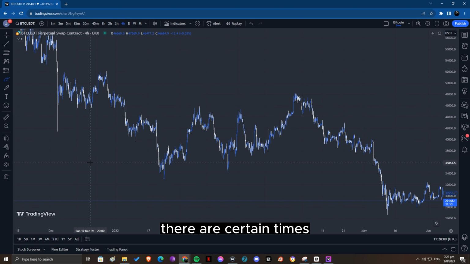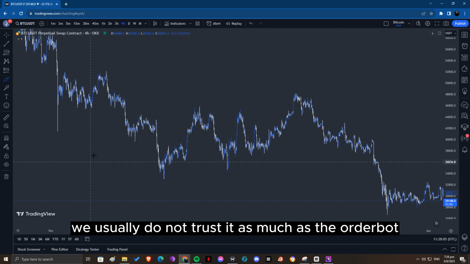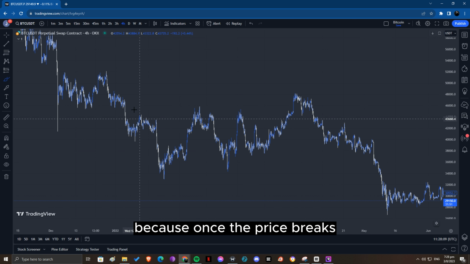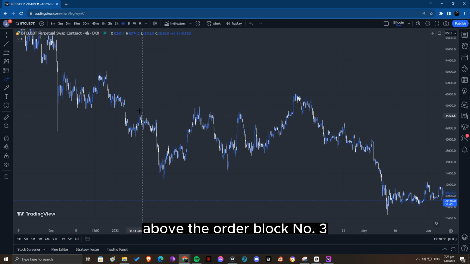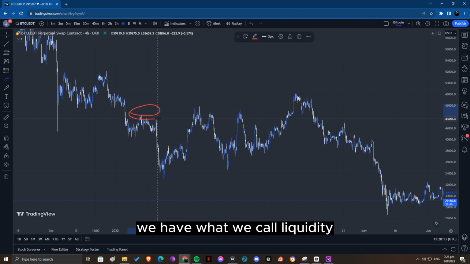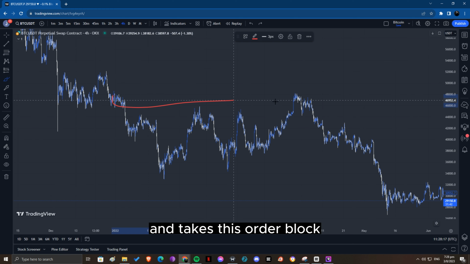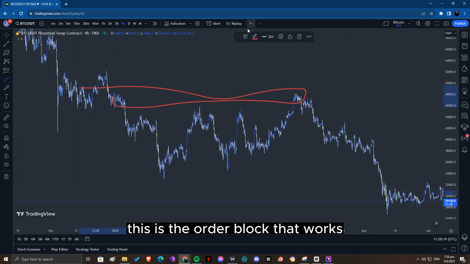There are certain times where the price does respect the order block number 3, which is the lowest one. However, we usually do not trust it as much as the order block number 2 and 1, because once the price breaks above the order block number 3, we have what we call liquidity right above this order block. Now, once we grab the liquidity and take this order block, this is the order block that works.